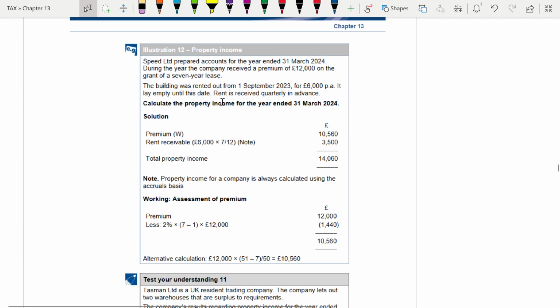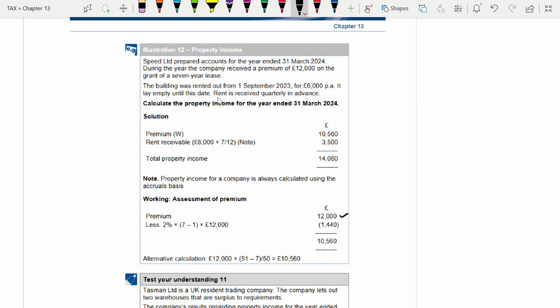Now, what they have mentioned is a lease premium for the year ended. During the year, the company received a premium. How much premium did they receive? 12,000. What is the formula?